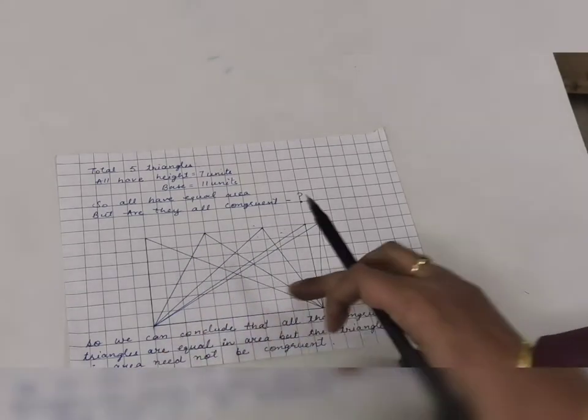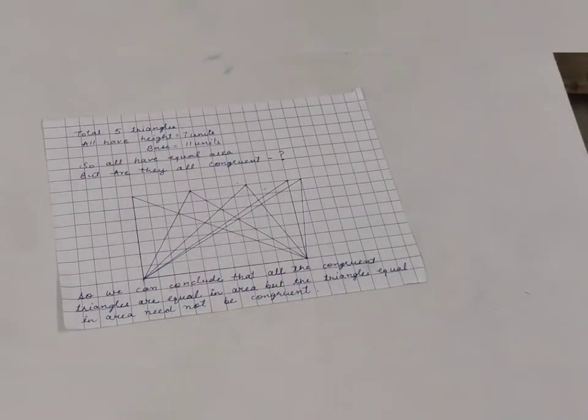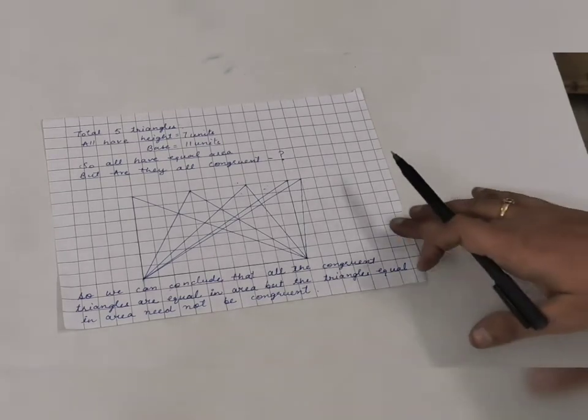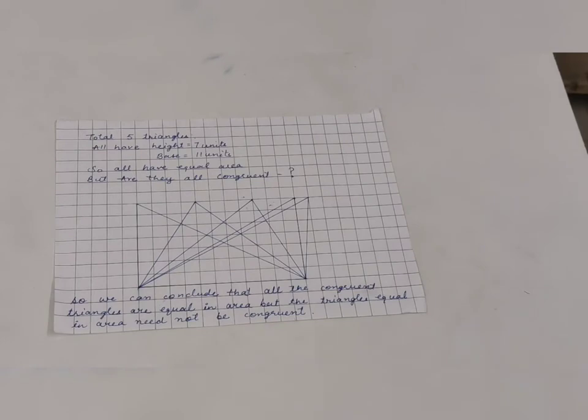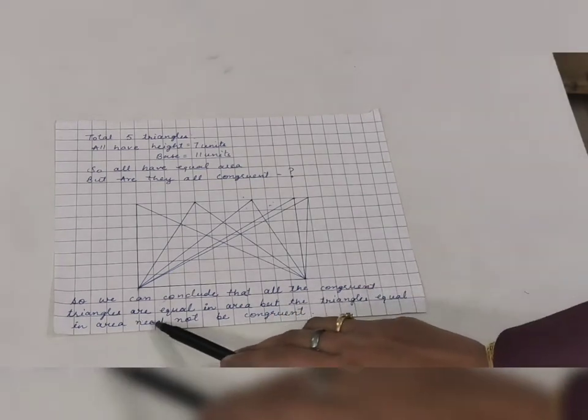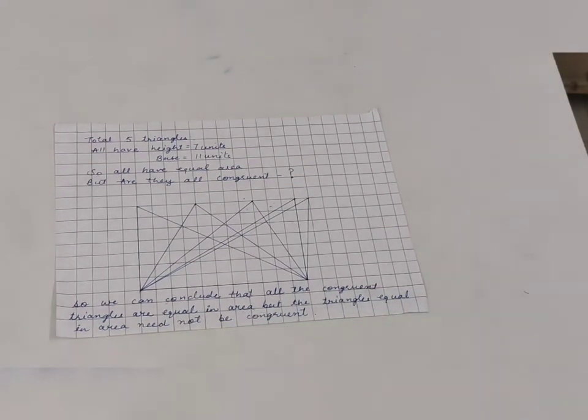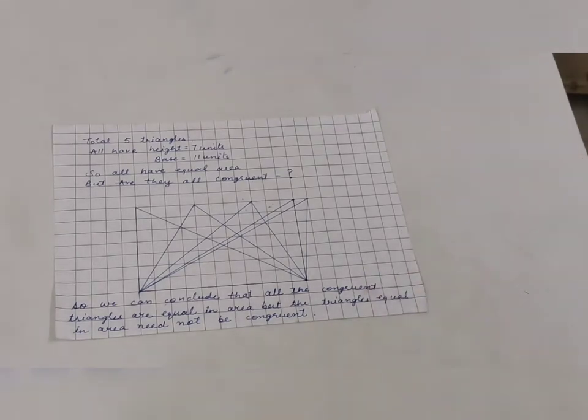So what can we conclude from this? We can conclude that all congruent triangles have equal areas. Means if we take congruent triangles, then the areas are equal. That is true. But if the areas of any triangles are equal, then we cannot say that these triangles will be congruent. Means it is only one-sided. The vice versa is not true. So triangles with equal area need not be congruent. This is an important point that you need to keep in your mind.